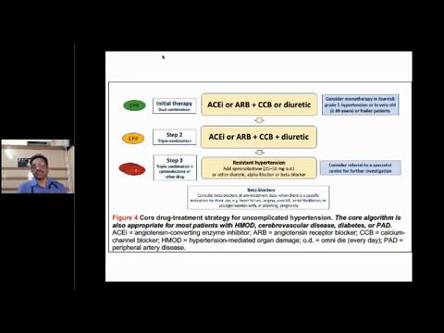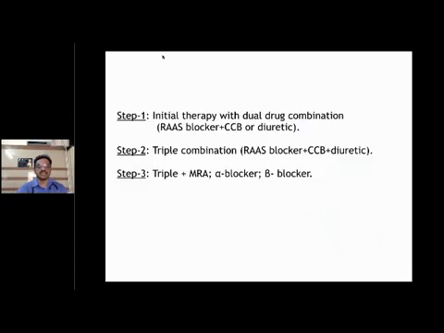So initial therapy is a dual drug combination, RAS blockade plus CCB. Step 2 is a triple combination, RAS, CCB with diuretic. And then step 3 is triple drug plus MRA, that is mineralocorticoid receptor antagonist, either aldactone or eplerenone, or you can give an alpha blocker or beta blocker.